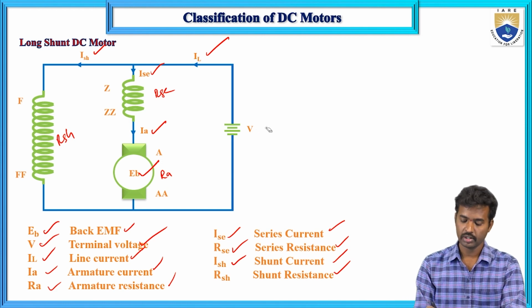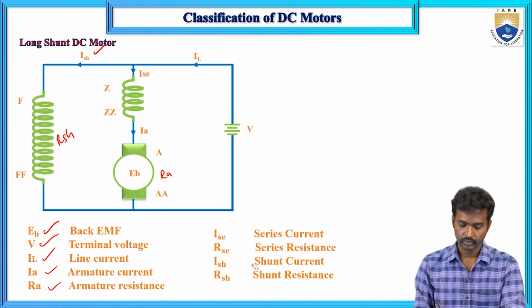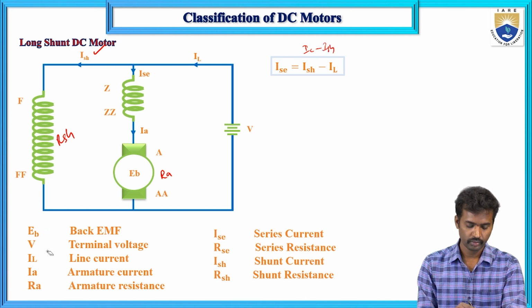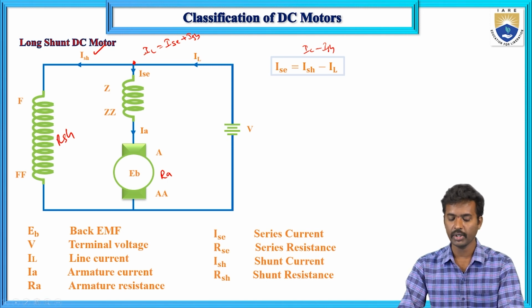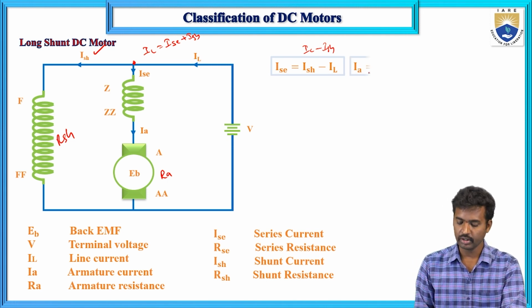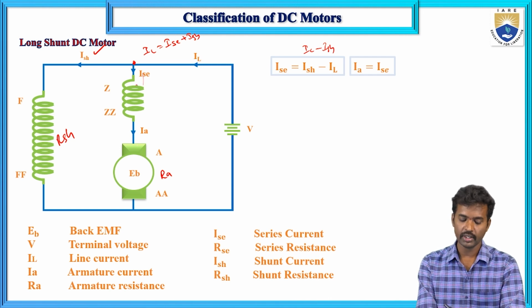Now the formulas. First, I series. If you apply KCL at this node, IL equals I series plus ISH, so I series equals IL minus ISH. But I series equals IA, because the series field winding and the armature winding are connected in series. So IA equals I series.